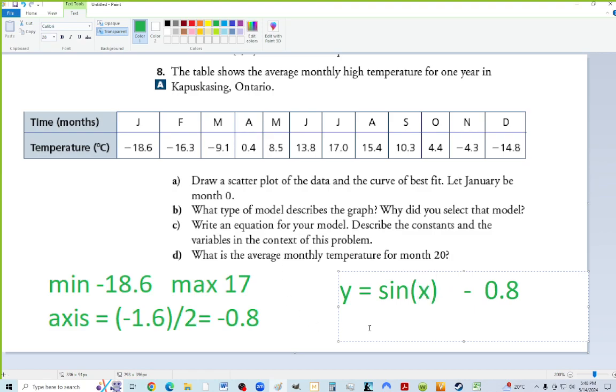Give me a formula for amplitude. It's going to be max minus min divided by 2. So amplitude is similar: max minus min divided by 2. The max is 17 minus the min, minus 18.6. What's 17 minus negative 18.6? It's going to be 35.6. And then you've got to divide that by 2. So break open the old calculator.